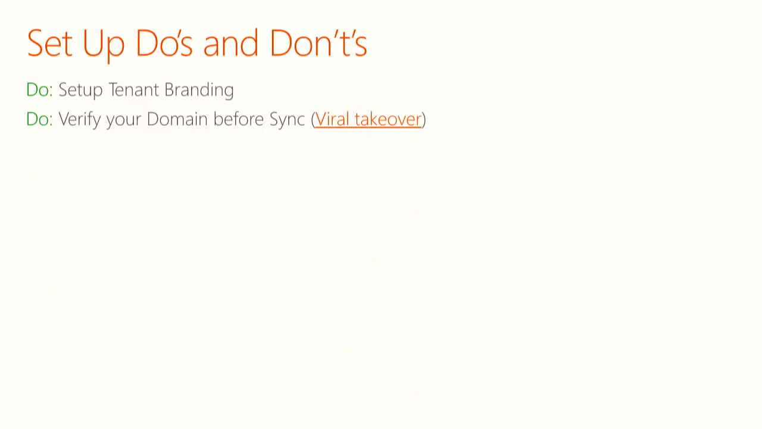Verify your domain before you start syncing. Viral takeover I'll go through in a minute, but you want to add your custom domain, so your public FQDN, say contoso.com, add it and verify it to the tenant prior to synchronizing users. The reason you do that is users will end up with the wrong UPN in Azure AD if you synchronize the user accounts up first before there's a public domain to map it to.